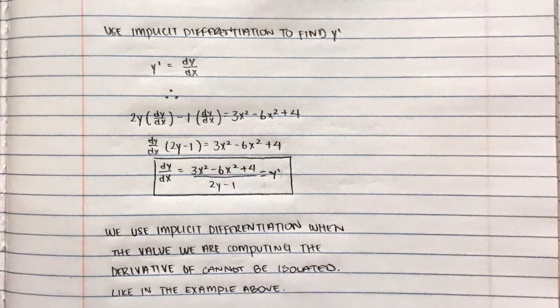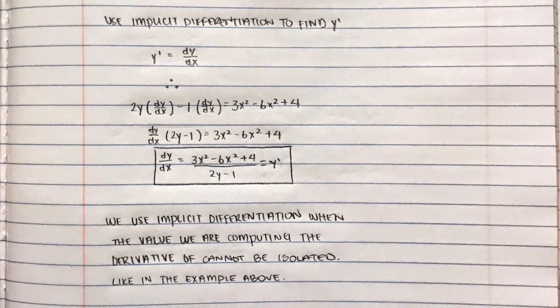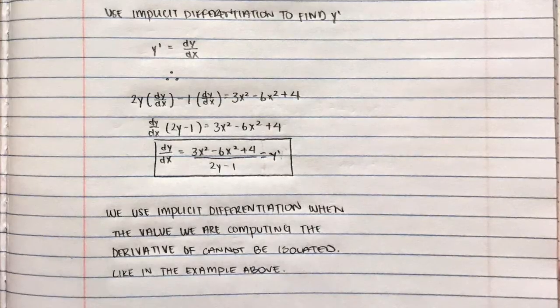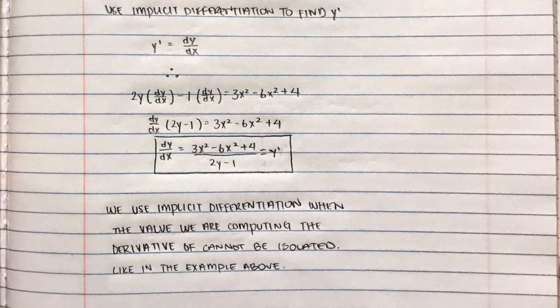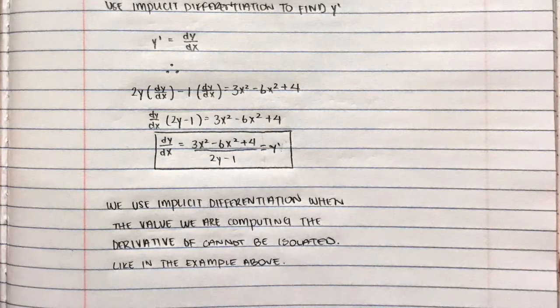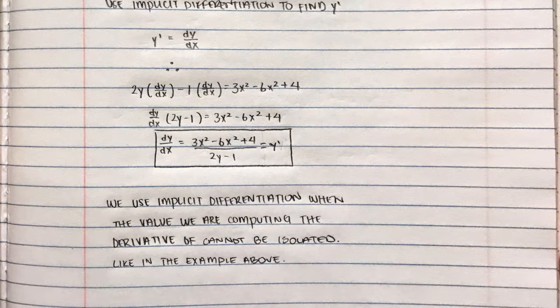Therefore, we can later find y prime, because we then isolate dy/dx and find that y prime. And we only use implicit differentiation when the value we are computing the derivative of cannot be isolated. Like in the example we just discussed, the y could not be isolated. We're going to go over a few example problems.